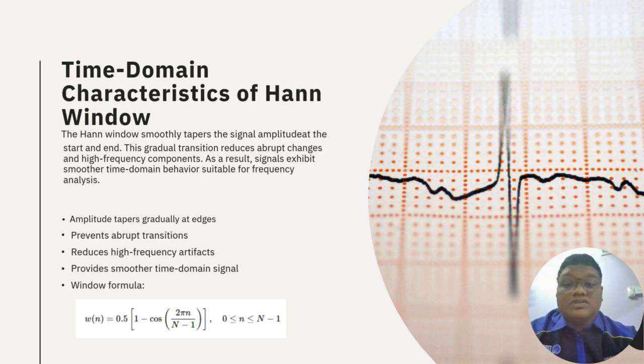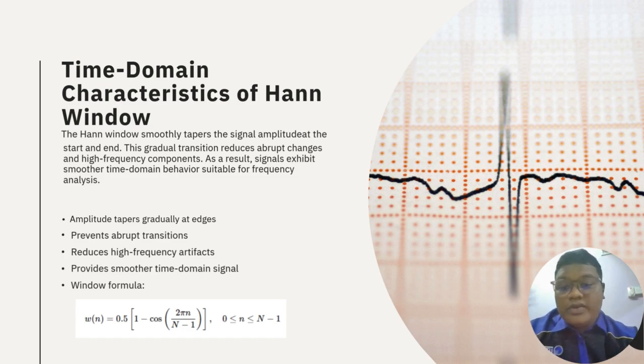For the time domain characteristics of the Hann window, the Hann window smoothly tapers the signal amplitude at the start and end. The gradual transition reduces the abrupt change and the high frequency components. As a result, the signal exhibits smoother time domain behavior, which is better for frequency analysis. The amplitude tapers gradually at the edges, avoiding abrupt transitions, reducing the high frequency artifacts, and providing a smoother time domain signal.